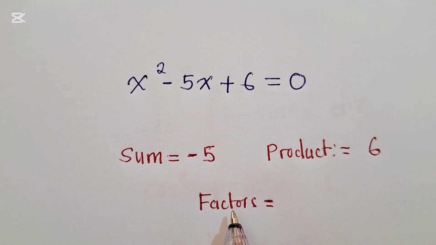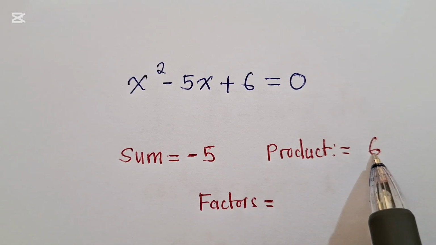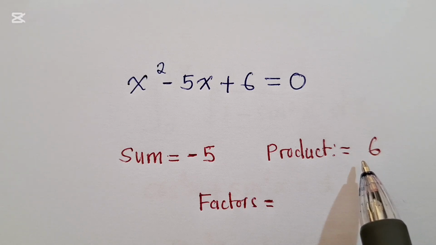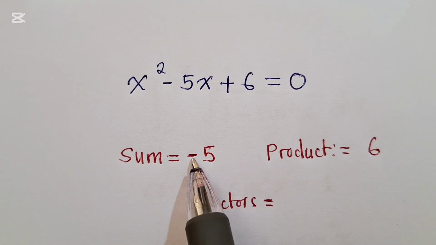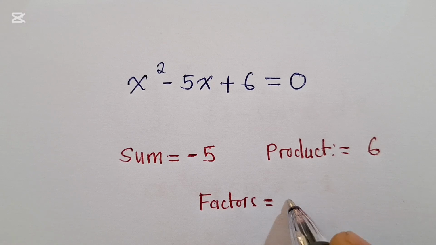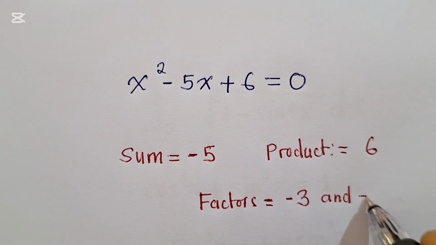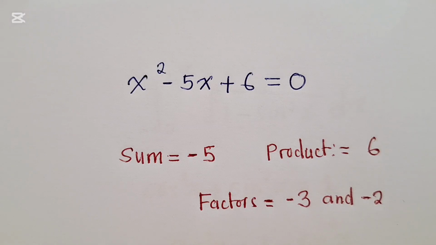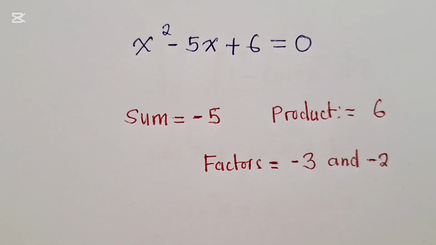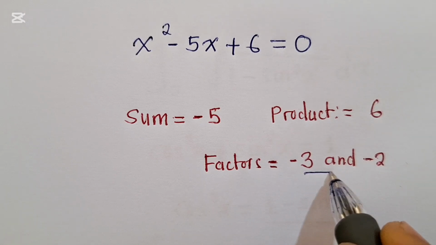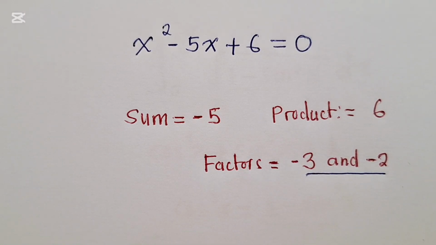For these factors to be identified, you need to think of two numbers. When you multiply those two numbers, you get 6. And when you add the same two numbers, you get -5. These two numbers are -3 and -2. So we've identified what we needed. So these are the two numbers we're going to work with.